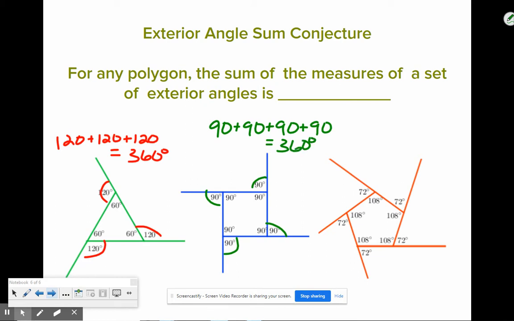Now, it doesn't always have to be a regular shape. It can be an irregular shape as well. I just have regular shapes as examples. 72, 72, 72, 72, 72. Guess what? They're all going to add up to 360 degrees. That's for exterior angles only. Hence the exterior angle sum conjecture.